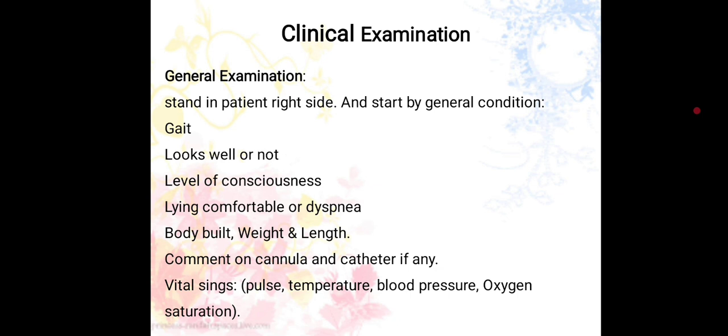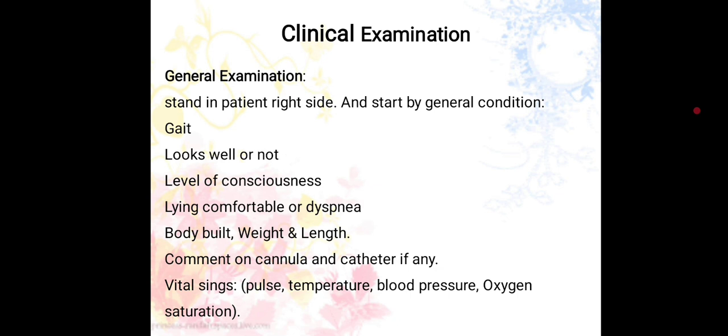We start on the right side of the patient and comment on the general condition. Gauge if the patient is walking and the general look, whether she looks well or not. Level of consciousness by Glasgow scale, and whether the patient is oriented to time, place, and person or not. Is the patient lying comfortable or dyspneic? Body build, weight and length: is it average weight or obese? Length: is it short, tall, or average?